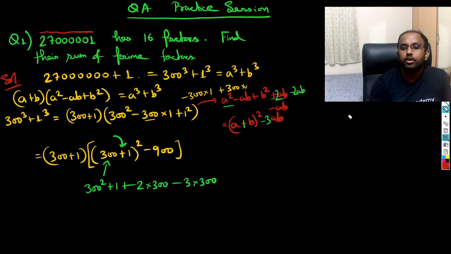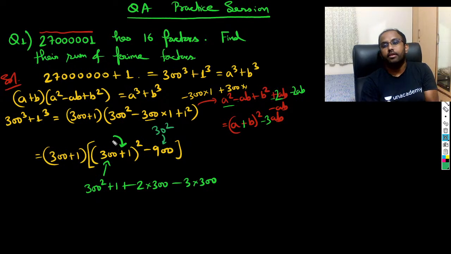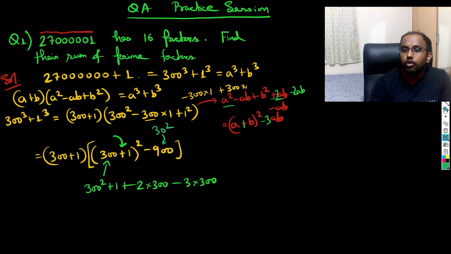How can I factorize this? I can factorize like this. This is a minus 900, guys. So I can basically factorize like this. This 900 will actually be 30 square, and it is like a square minus b square. That's why we have done minus instead of plus. Okay, so all of you got this, right?